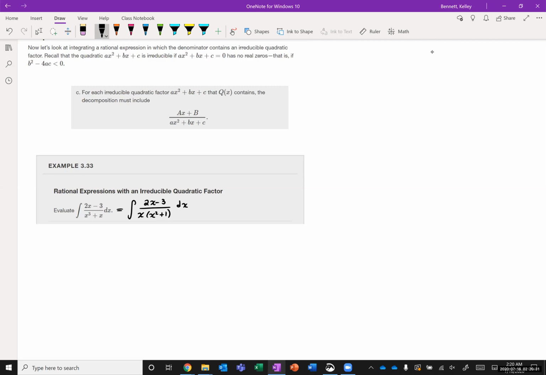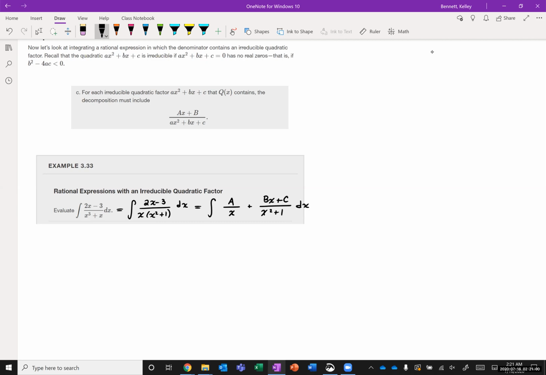So the cool thing about this is it becomes something over x plus something over x squared plus 1 dx. Right, so when we have a linear term, we know it just gets the constant. I just talked about that. For the irreducible quadratic, it's going to look like something else. It's going to be bx plus c.